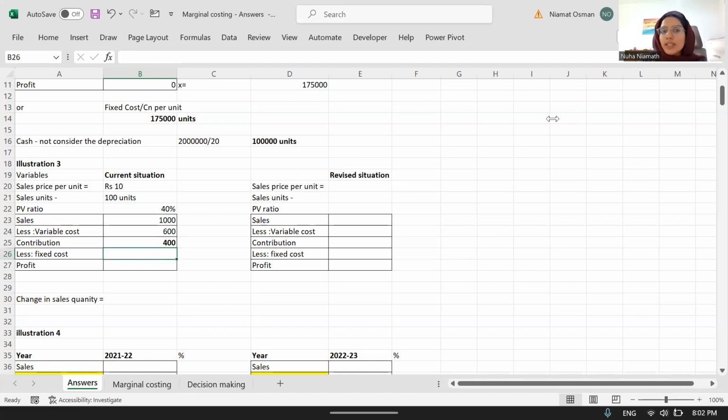Fixed cost, we can keep it aside. We don't have that information anyway in the question. This is what we need. Sales less variable cost is giving me the contribution.